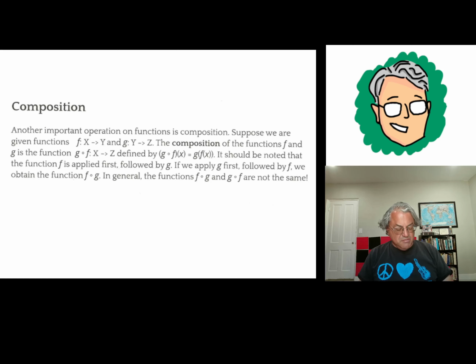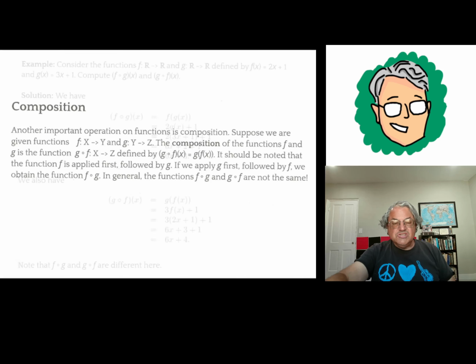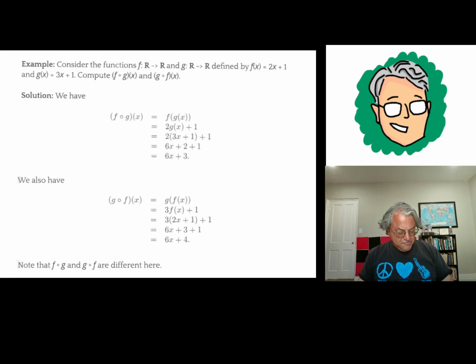For the first example, let me switch to the next slide. Let's consider the functions f and g, which are both functions from the real numbers to itself. We're going to define f of x to be 2x plus 1 and g of x to be 3x plus 1. These are both simple linear functions. Now we were asked to compute what f of g of x is and g of f of x. Well, I think it's pretty straightforward. Let's do f of g first. So f circle g of x is just f composed with g composed with x.